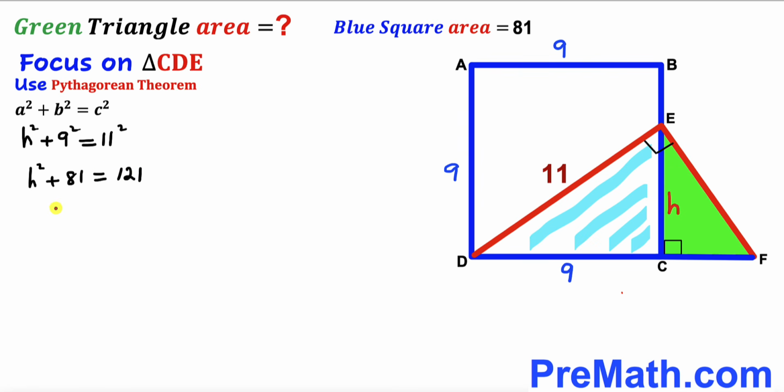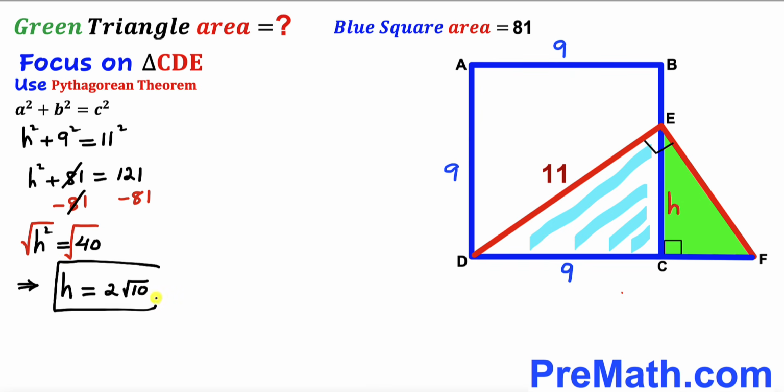Now I am going to subtract 81 from both sides. We can see this 81 and 81 is gone, so h squared simply turns out to be 40. Now I'm going to undo this square by taking the square root on both sides. So our height h simply turns out to be 2 times the square root of 10. So this h value is equal to 2 times the square root of 10.